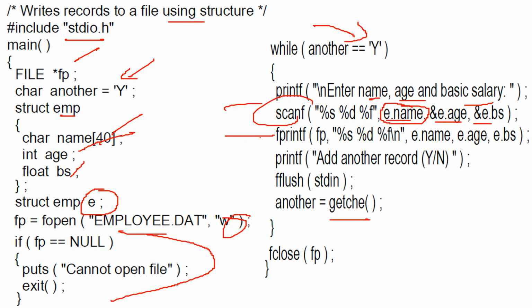Now we use fprintf to put the values which we have got from scanf into fp, that is, the file pointer. So in this file we want to write e.name, e.age and e.bs. And after that we will ask the user if he wants to enter more. If he says yes, we will go on and on, otherwise we come out. Then we close the file.